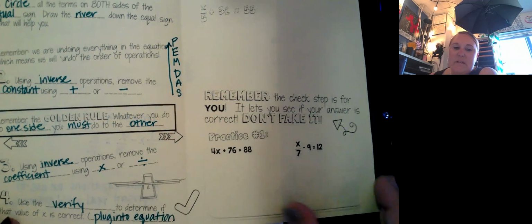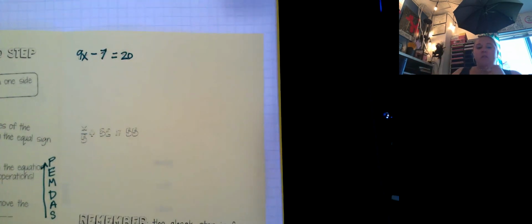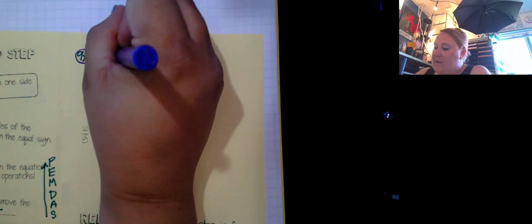Okay, let's do some examples together. So our first example says 9x minus 7 equals 20. Okay, so first, let's talk about what's going on there. We have a couple different terms. We have a 9x, we have a minus 7, and then we have our 20. And then we're going to draw our line down our equal sign. Okay. Remember over on the left, it said the first thing we want to do is that addition or subtraction.